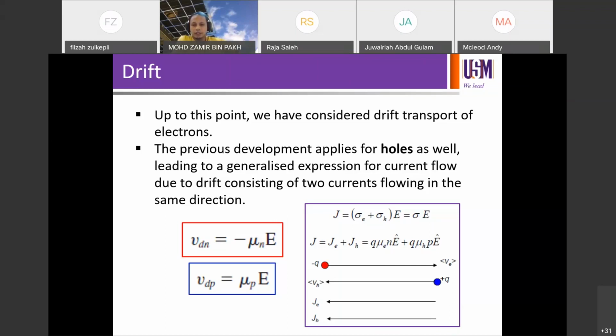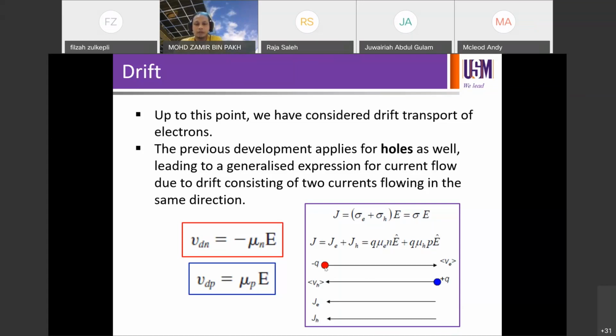So J total will be equal to J_E, belonging to electron, and J_H, the current density belonging to hole. J_E is made up of q, mu, and E: electron charge times mobility of electron times electron density, or dopant concentration for electrons, for example, times electric field, plus another component from holes. The very same thing: q times mu_h times density of holes times electric field. So now see the movement, the direction of movement, okay?